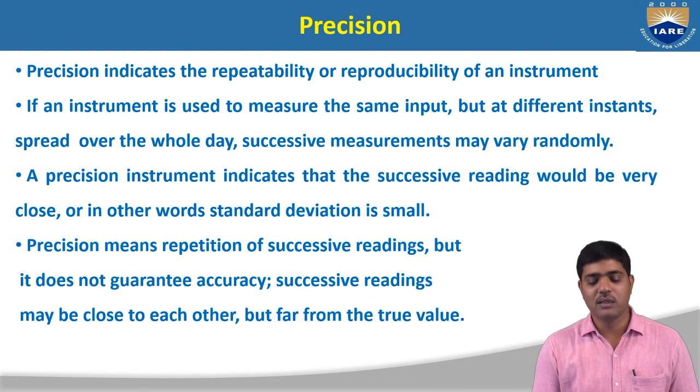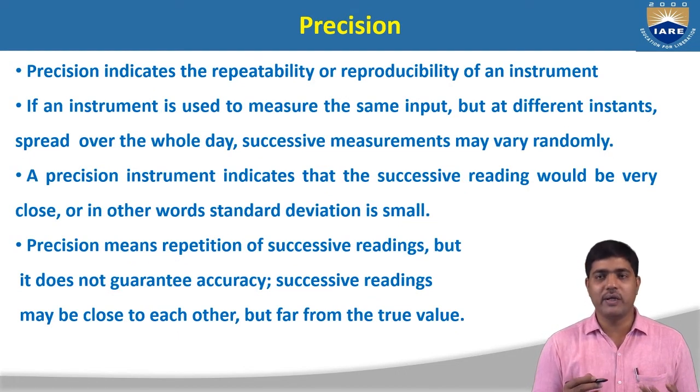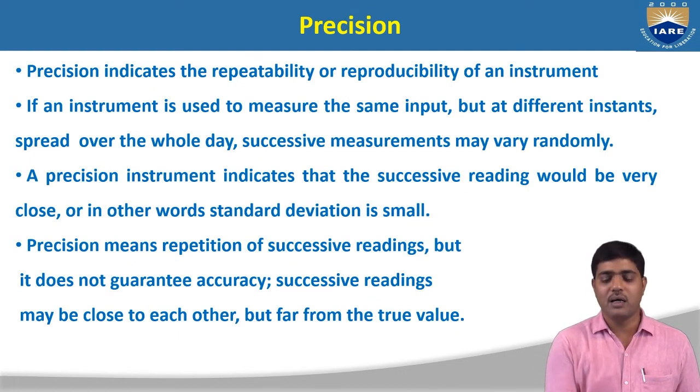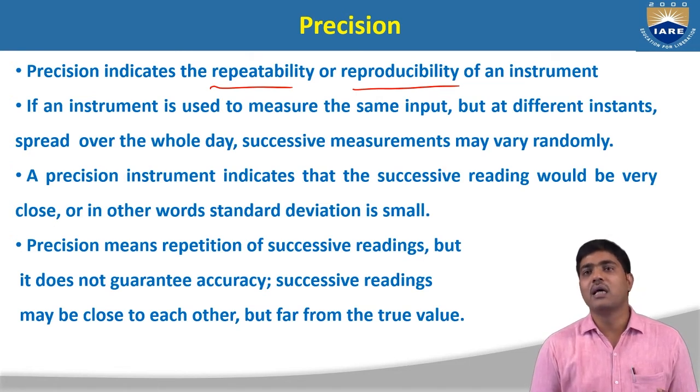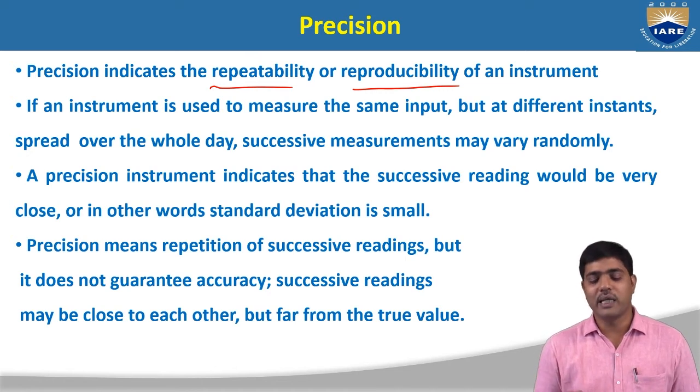Then precision. Precision indicates the repeatability or reproducibility of an instrument. If you measure any value or physical variable repeatedly with the same instrument under the same conditions, and it gives the same values all the time, then you can say that the instrument's repeatability is good.